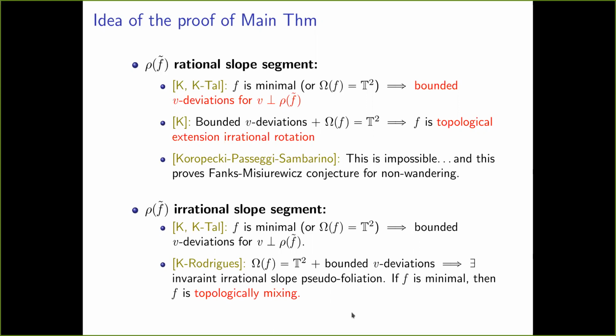And using minimality, you can show that this shear happens if you take any open set. You have points with different rotation vectors, and they have to shear along the leaves. And you can show that the leaves are minimal. The leaves are dense. And in this way, you can prove the minimality of the pseudofoliation, which lets you show that you have topologically mixing, not just topologically weak mixing, but topologically mixing.